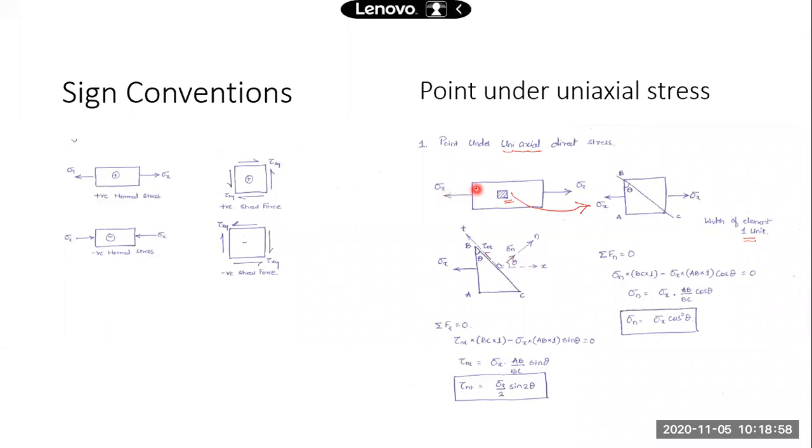So this is one body, a bar which is subjected to tensile stresses, and within this bar we are isolating one small element. This small element has been isolated here. What will happen on this element? There are normal stresses acting in the x direction, sigma x and sigma x, both tension. Now I'm interested to know the state of stress on an inclined plane BC, at some arbitrary inclination theta. It is this plane.